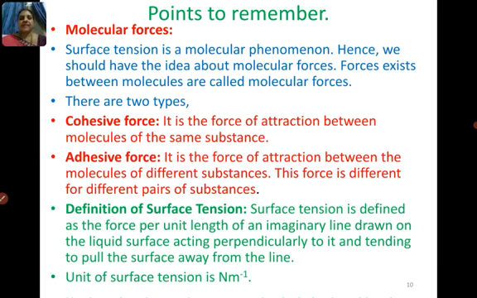Then the definition of surface tension. Surface tension is defined as the force per unit length of an imaginary line drawn on the liquid surface, acting perpendicularly to it and tending to pull the surface away from the line. The unit of surface tension is Newton per meter.